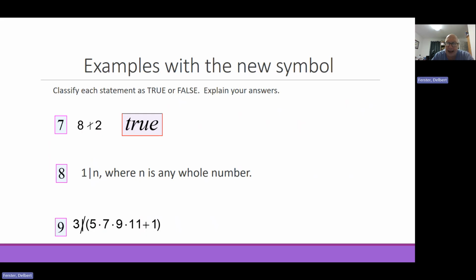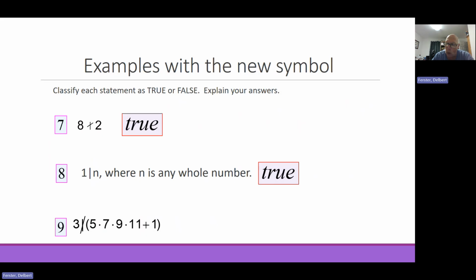1 divides n, where n is any whole number. I believe that to be true. This last one's kind of nifty. 3 does not divide the product of 5 times 7 times 9 times 11. And then just for hoots and hollers, we'll add 1 to that piece of arithmetic.